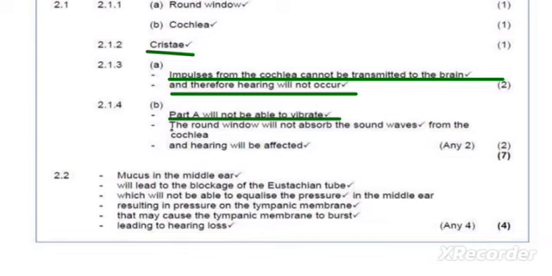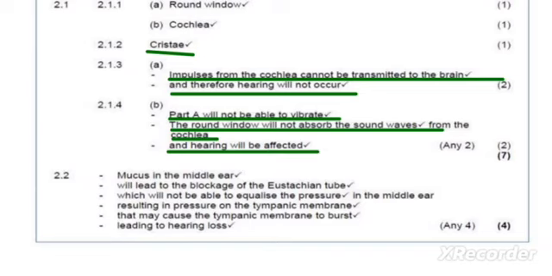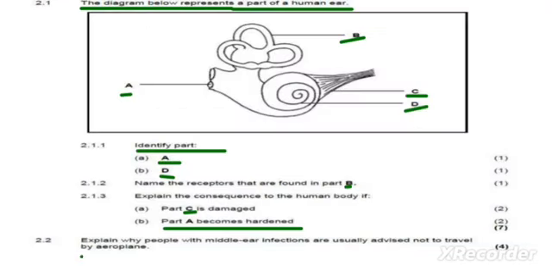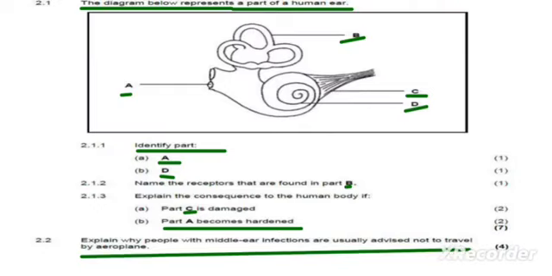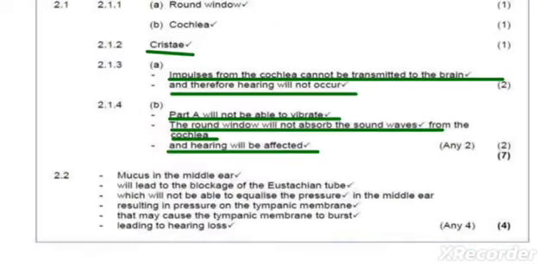And then from there, let's answer the last question. Explain why people with middle ear infections are usually advised not to travel by aeroplane. If you are unable to answer this question, you're going to the textbook to learn more about middle ear infections, right? Why are they not advised to travel by aeroplane? Because the mucus in the middle ear will lead to the blockage of the eustachian tube, which will not be able to equalize the pressure in the middle ear, resulting in pressure on the tympanic membrane, which may cause the tympanic membrane to burst, leading to hearing loss.